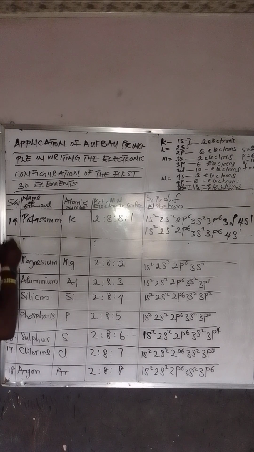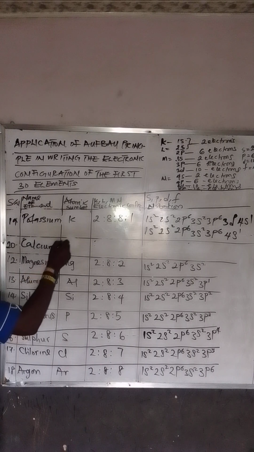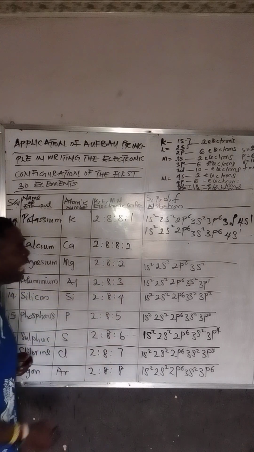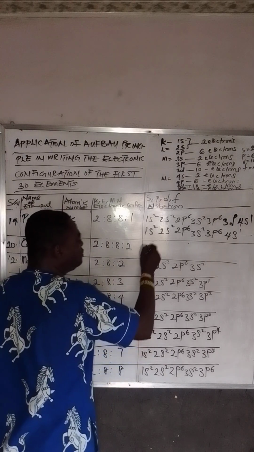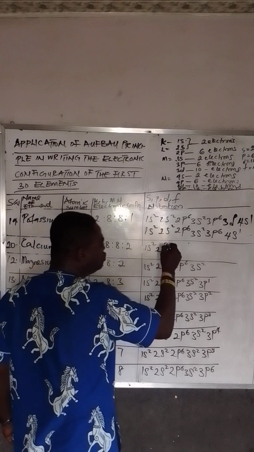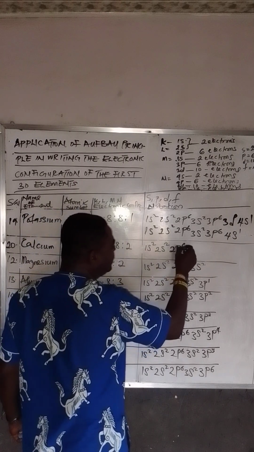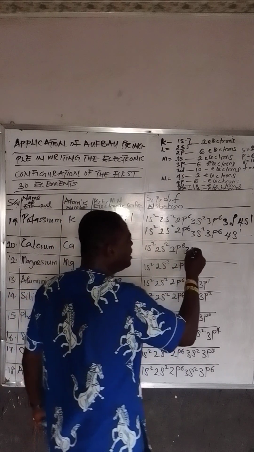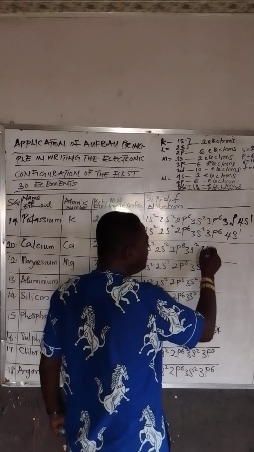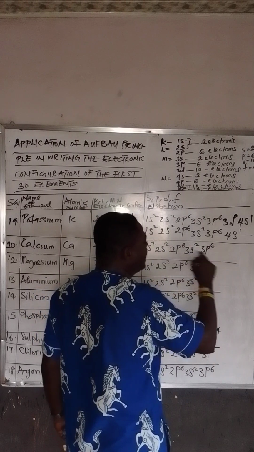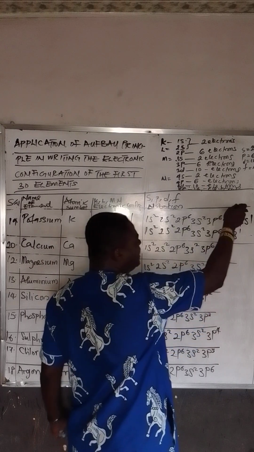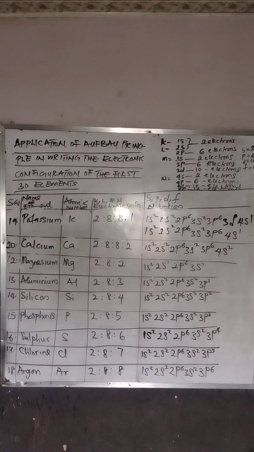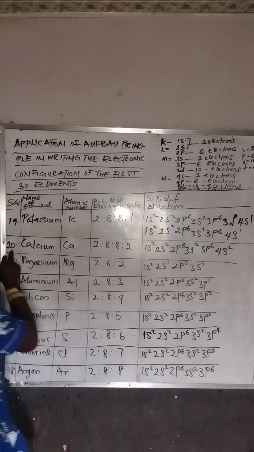So the number 20 is calcium. Calcium, Ca. The configuration is 2, 8, another 8, 2. Now, writing the configuration, 1s will carry 2 electrons, 2s will carry 2, we are going to 4. Then 2p will carry 6, that's 10 already. Then 3s is carrying 2, make it 12. 3p is carrying 6, 6 plus 12, that's 18. Then, since 3d is carrying 0 electrons, we just go to 4s2. So if you add up the powers now, you end up getting 20.